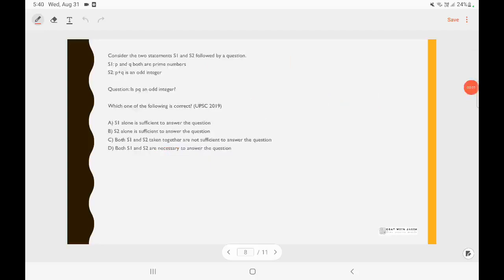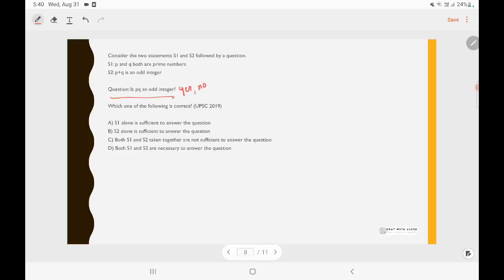Now let's look into some UPSC questions. So consider two statements S1 and S2 followed by a question. Statement 1 is P and Q both are prime numbers. Statement 2 is P plus Q is an odd integer. So the question is: is PQ an odd integer? So in this type of statement questions, you have to answer yes or no.